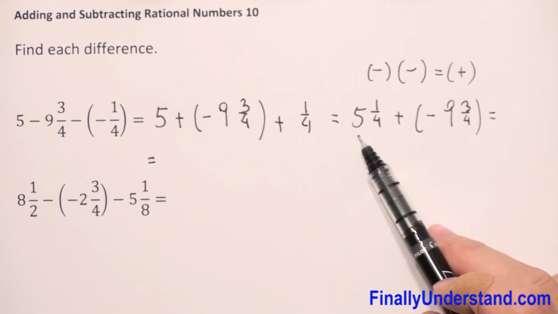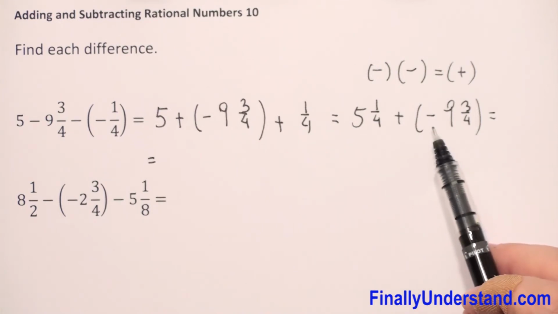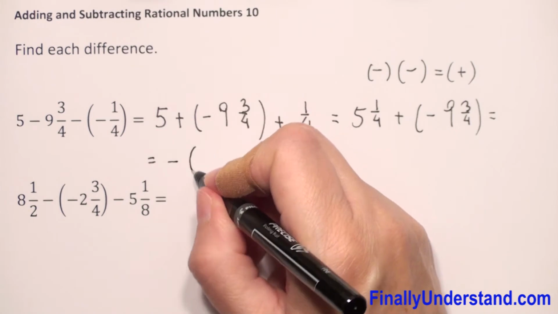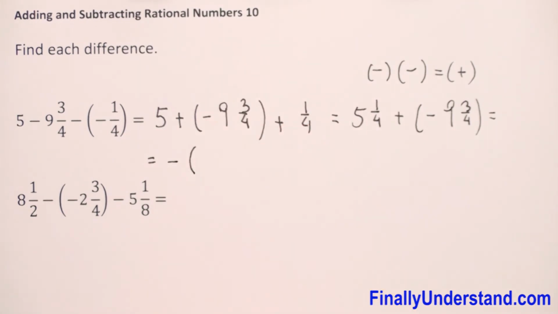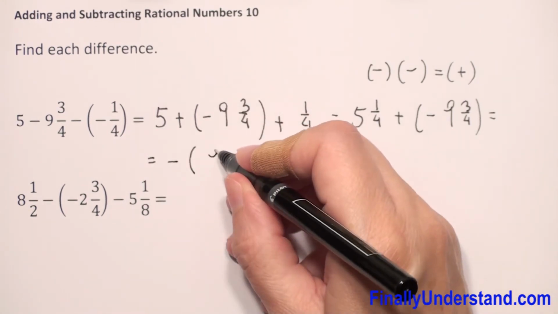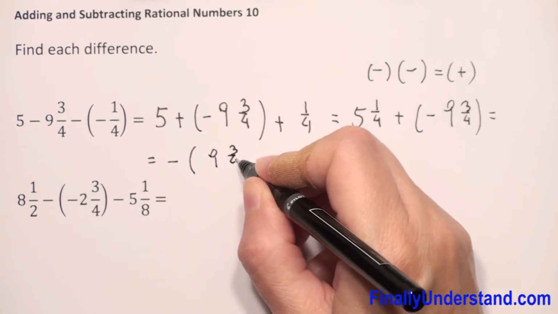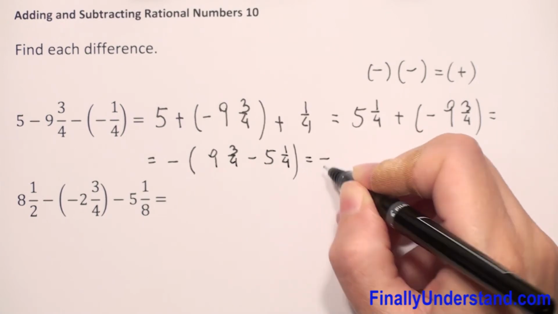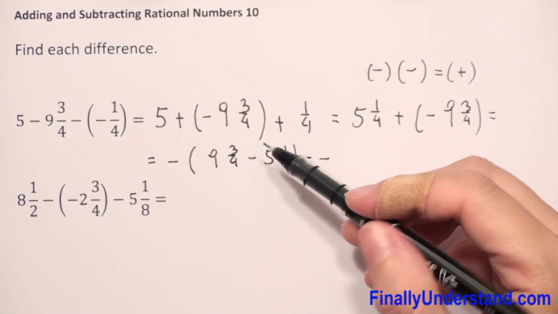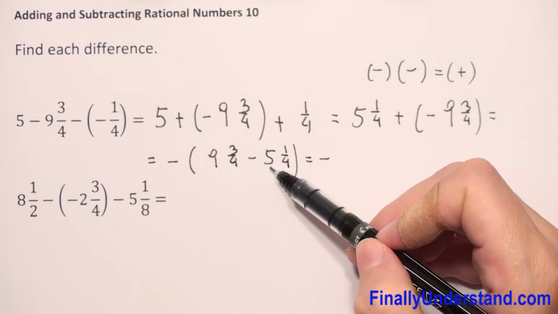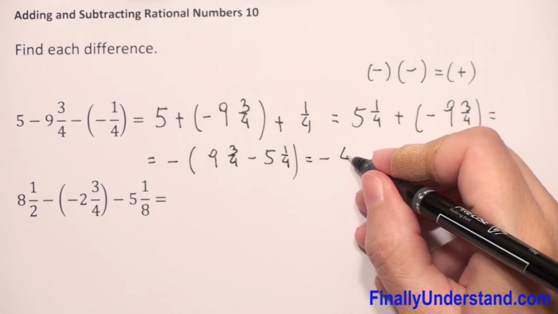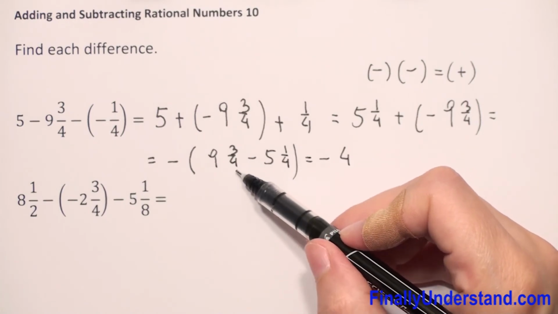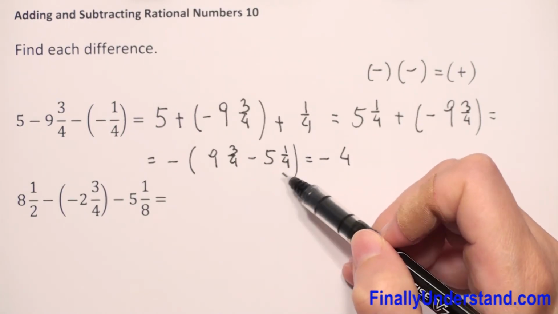9 is greater than 5. So now we check the sign before the greater number is negative. So we copy the negative sign, we open parentheses, and we subtract the smaller number from the greater number. So we have 9 and 3 over 4 minus 5 and 1 over 4. The negative sign we copy, and now we have 9 minus 5 is 4. We subtract the whole numbers, and now we have to subtract the fraction 1 over 4 also.